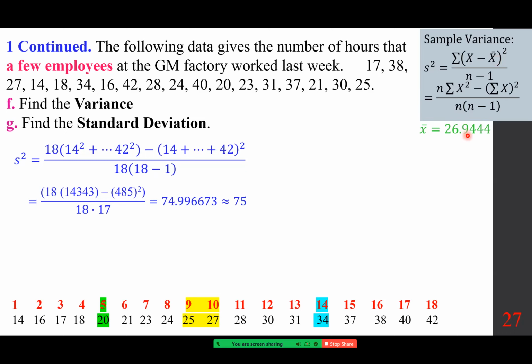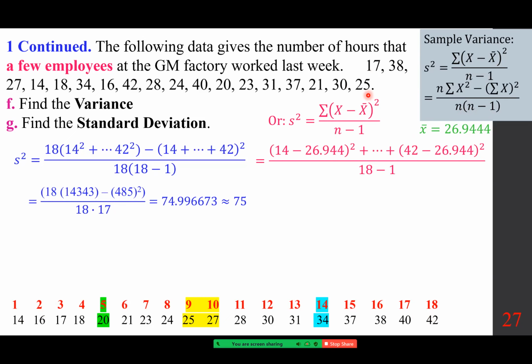minus the x bar, 26.9444, squared, plus 16 minus this number squared, all the way to the end, plus 42 minus this number and squared, over n minus 1, 18 minus 1. So if we use this formula, the first number minus the mean quantity squared all the way to the last number minus the mean quantity squared, add them up over n minus 1, and it gives you the same answer, 75.